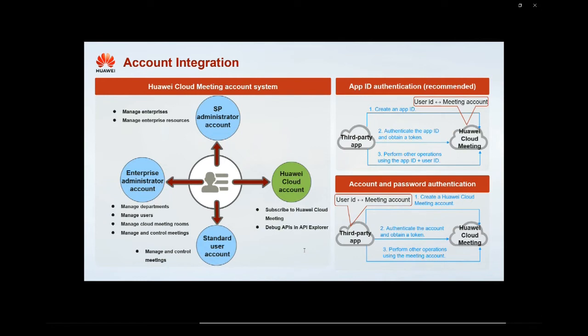Mode 2, account or password authentication mode. In this mode, the third-party app needs to create an independent Huawei Cloud Meeting account with its user ID to authenticate the account and obtain an access token.